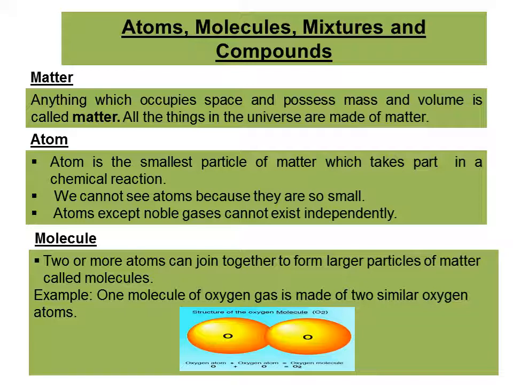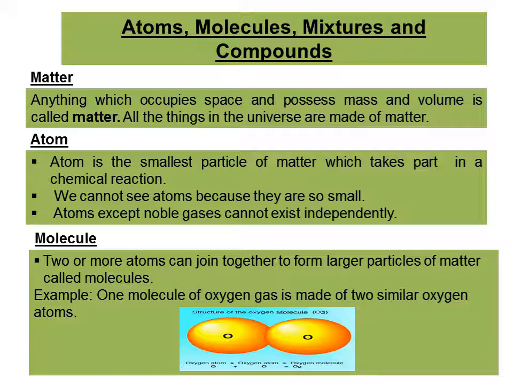Students, atoms except the noble gases cannot exist independently because atom is so small. Most of the atoms react with each other, they cooperate with each other, they form chemical bonds and then they can exist, just like the example of oxygen gas. Two oxygen atoms combine with each other through covalent bonds and oxygen molecule O2 is formed. Because oxygen is not a noble gas, it cannot exist independently.